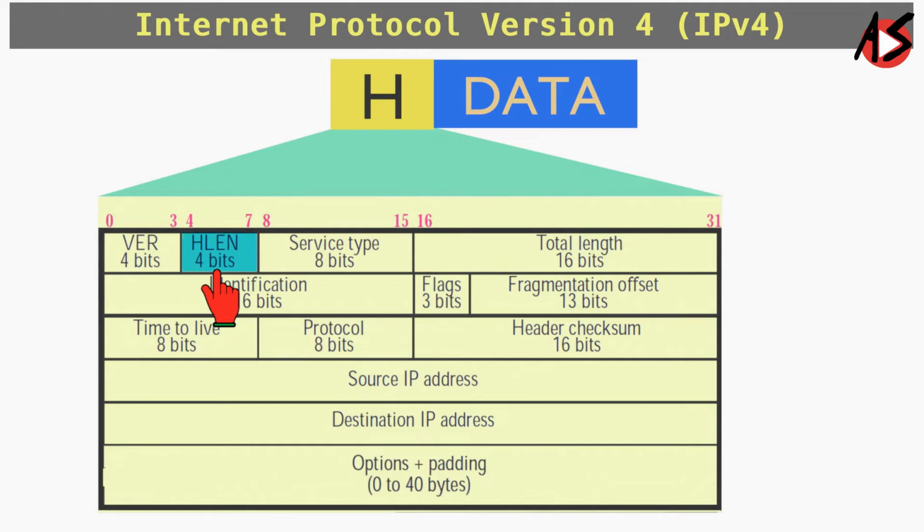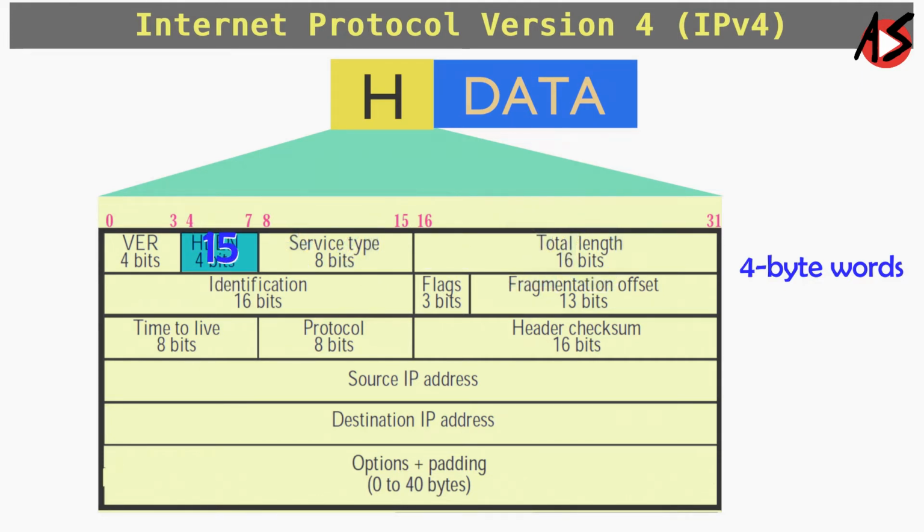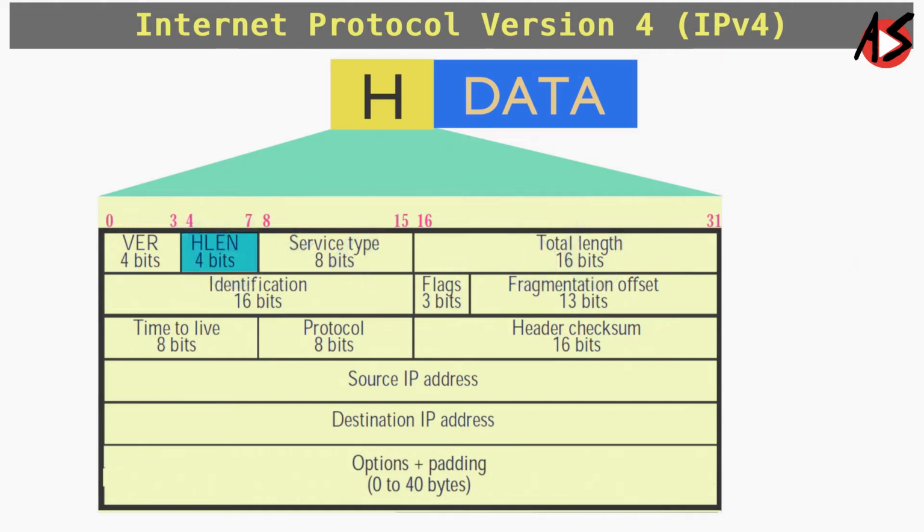The next 4-bit field defines the total length of the datagram header in 4-byte words. This field is needed because the length of the header is variable, between 20 to 60 bytes. When there are no options, the header length is 20 bytes and the value of this field is 5. That is, 5 multiplied by 4 is equal to 20 bytes. When the option field is at its maximum size, the value of this field is 15. That is, 15 multiplied by 4 is equal to 60 bytes.